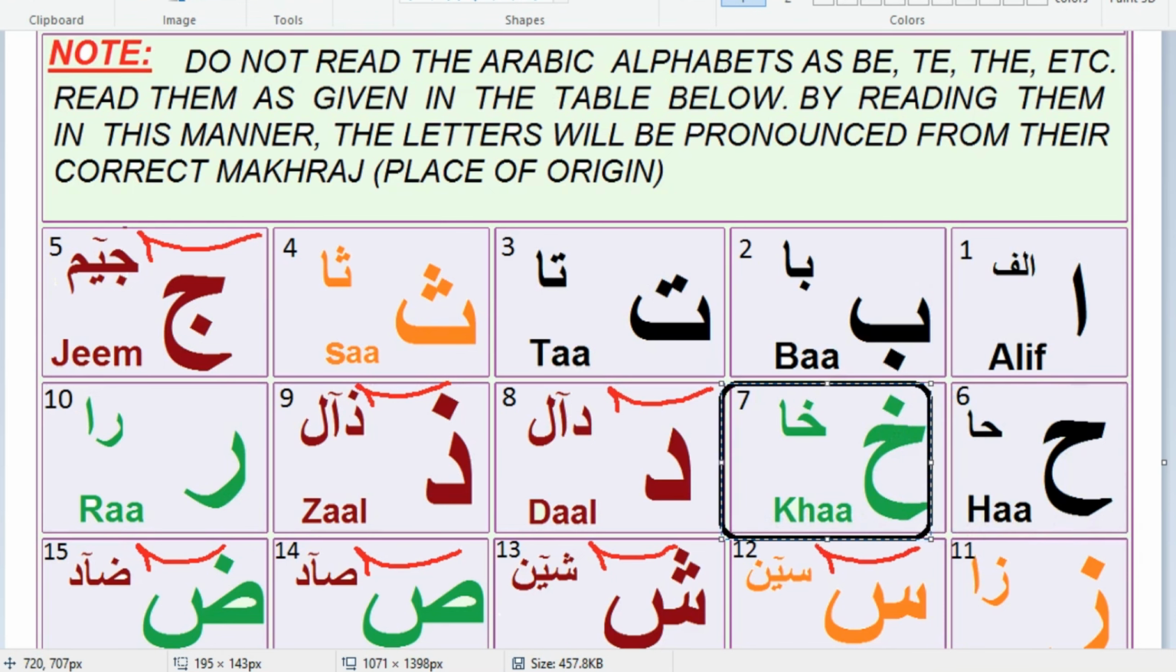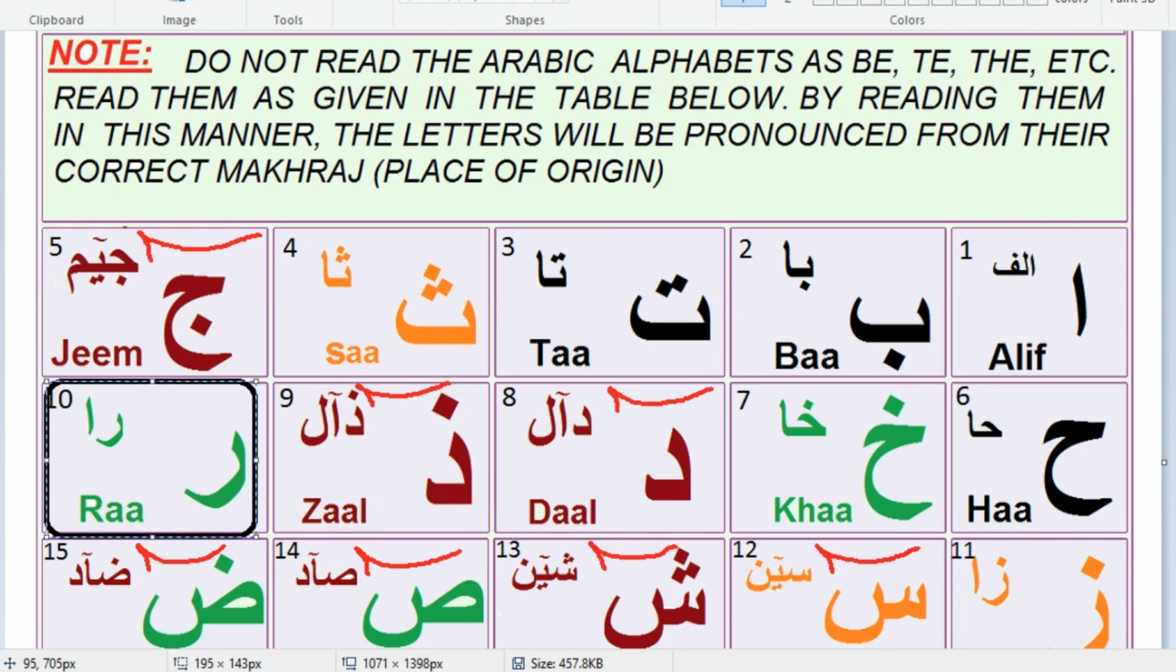So now, ha, kha, dal, zal. Softly and long for 5 seconds. Ra, bold and long for 2 seconds. Okay.